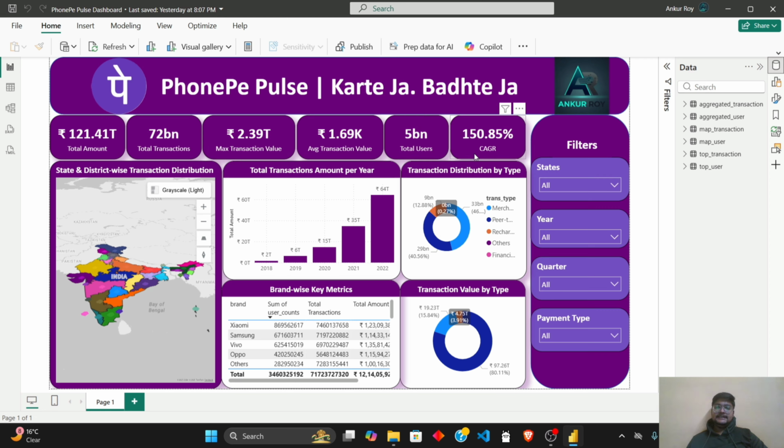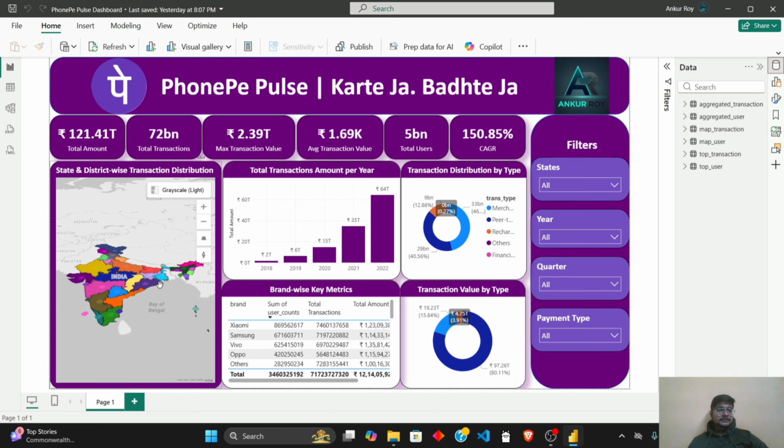Next we have the CAGR, or the compound annual growth rate, which is around 150.85%, a massive compound annual growth rate highlighting the rapid adoption of digital payments in India. These KPIs give us a quick overview of India's digital payment landscape and how significantly PhonePe has scaled.